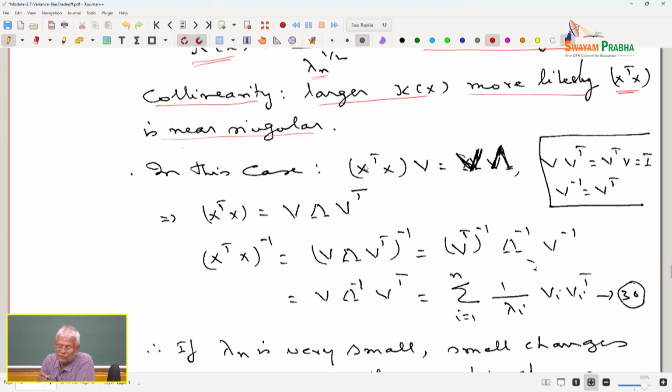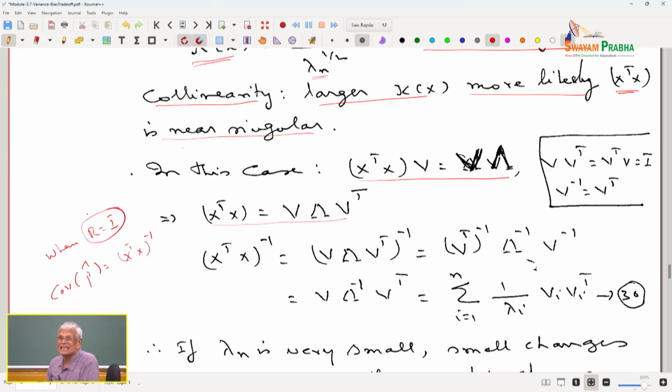In this case, I am going to go back to the spectral expansion or eigen decomposition. X transpose X V is equal to V lambda. This now becomes X transpose X is equal to V lambda V transpose. We have earlier seen the covariance of the estimate beta hat is equal to X transpose X inverse when R is an identity matrix.